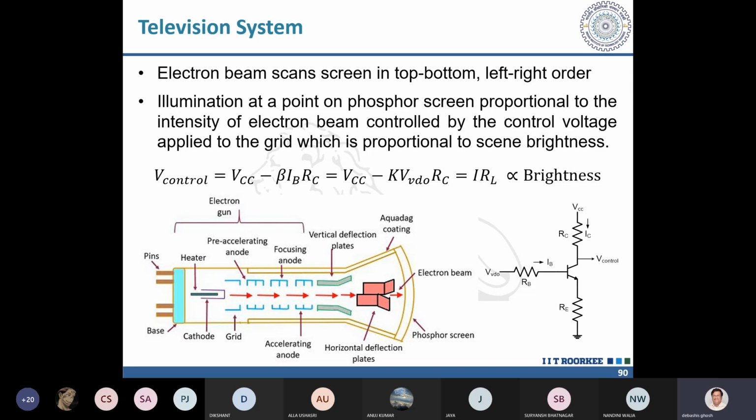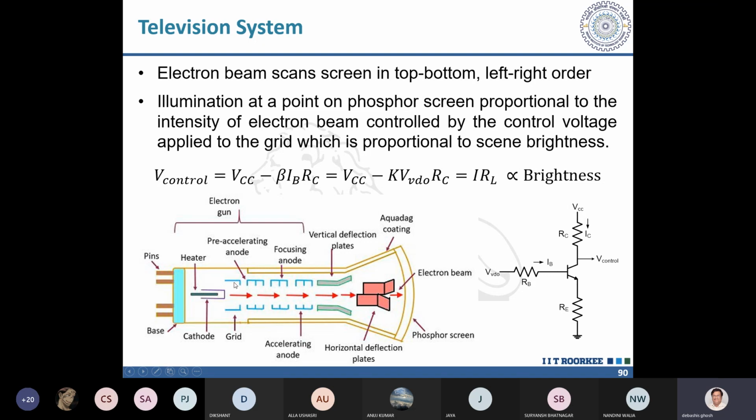Okay. Now, how are we controlling the brightness? I want the brightness of the scene produced here to be proportional to whatever brightness was captured there. So that means the intensity of this electron beam has to be proportional to the brightness of the scene that I have captured. Okay. So now here I have a grid. There are other grids for focusing and controlling other things, so forget about all those things. There is just a grid in front of this cathode.